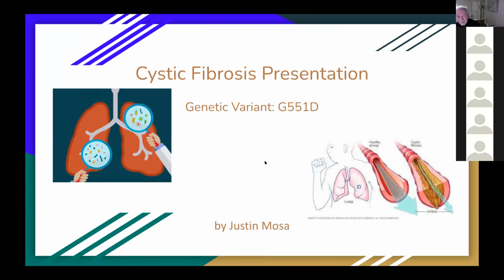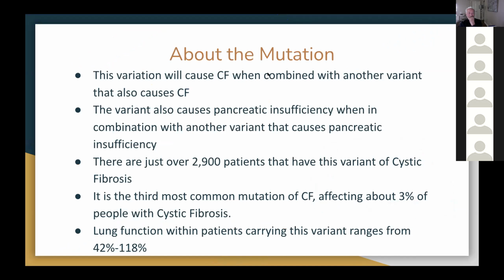Yeah. So I did my cystic fibrosis presentation on the genetic variant G551D. And here's something about the mutation. This variation will cause cystic fibrosis when combined with another variant that also causes it. It will also cause pancreatic insufficiency when in combination with another variant that causes pancreatic insufficiency. So it requires another variant to actually start affecting it.